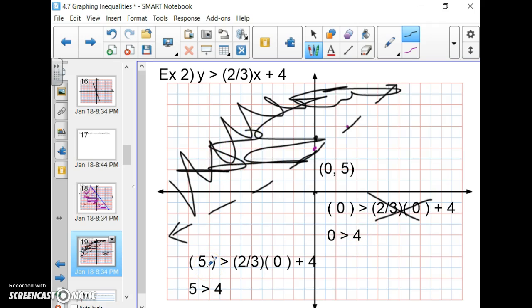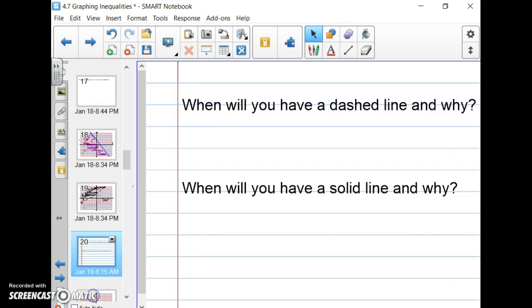Now I have 2 more problems to do, but I'm not going to do them with you. I want you guys to try them on your own. And again, notebook check, you never know what's going to appear on there, so make sure you guys take them seriously. But before I show you guys the 2 problems, I have a question here. When will you have a dashed line in y? When will you have a solid line in y? And again, it's something you should pause, think about, and formulate on your own. If you're just strictly copying from the video, you're not going to learn as much.